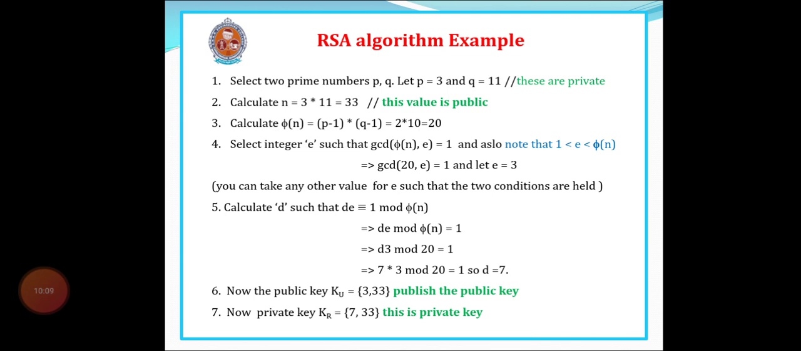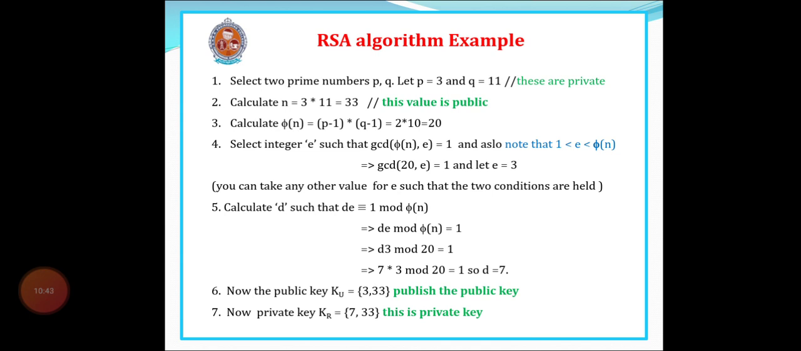Here we have to take the e value 2. First value for e is 2. GCD of 20 comma 2 is 2, so e cannot be 2. Suppose we take e equal to 3, GCD of 20 comma 3 equal to 1, so the value of e may be 3. We have to take e equal to 3. So we can observe that there are many possible values for e. Here we are taking the first possible value for e such that GCD of phi of n comma e equal to 1.